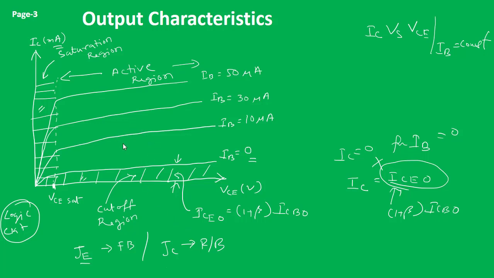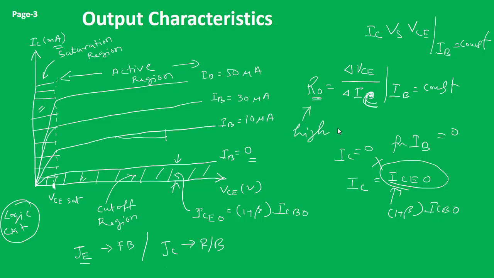Now the next important parameter here is the output resistance. From this slope we can find R0, which is equal to the change in the output voltage VCE with respect to the change in the output current IC, keeping the input current IB constant. Okay, so make this correction: output voltage with respect to the output current. Here we can see that the variation of IC is less compared to the variation of VCE. As a result, here also we will get a high value of resistance, a high output resistance. That is another characteristic of the common emitter mode configuration.